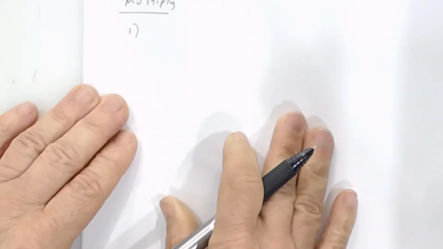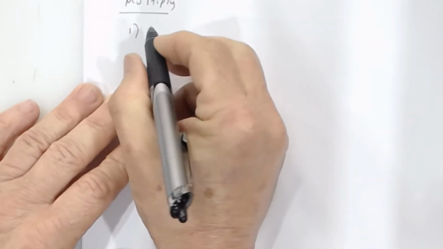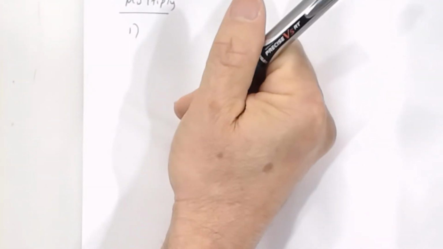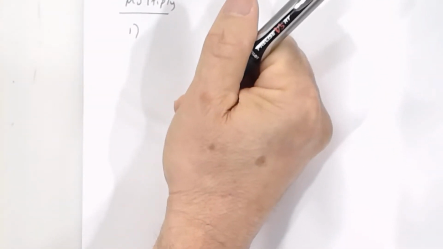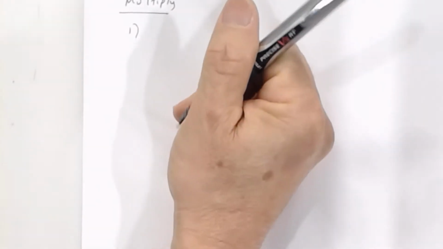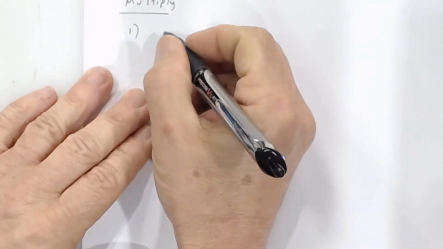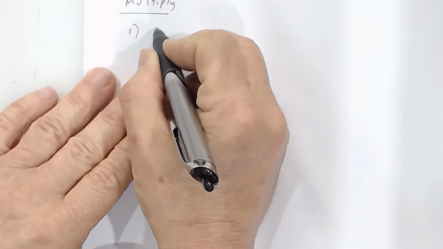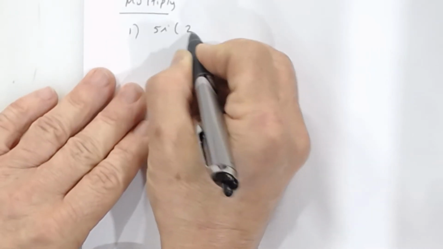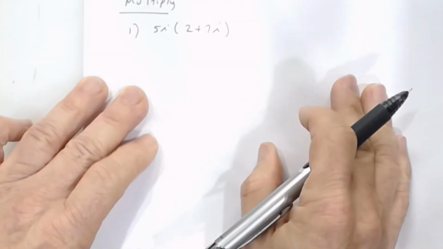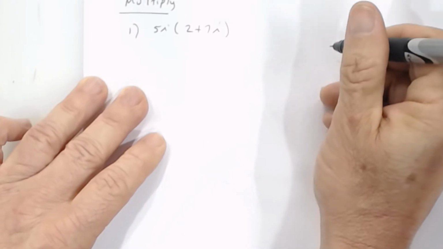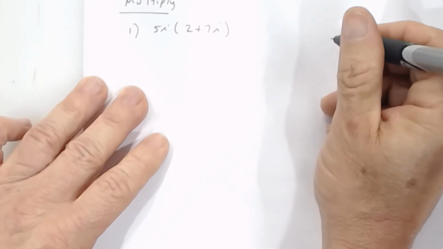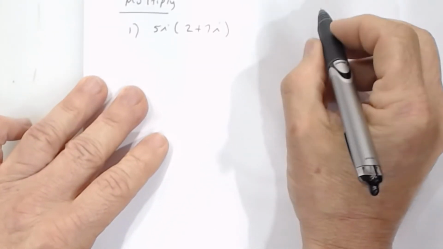Now, at any point, did we use the idea of i squared? No. Not yet. But what is i squared equal to? Negative 1. So I have 5i times 2 plus 7i. Now, before we do that, let's review something from last semester. Actually, it was from Math 98, when you dealt with polynomials.